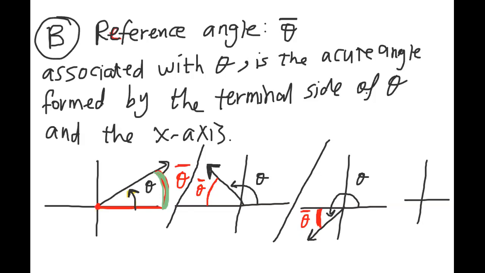For the fourth one, suppose my angle is in the fourth quadrant, opening from the positive x-axis and ending at the terminal side in the fourth quadrant. So what is my reference angle? It is the closest angle between the terminal side and the positive x-axis. So it will be like this.